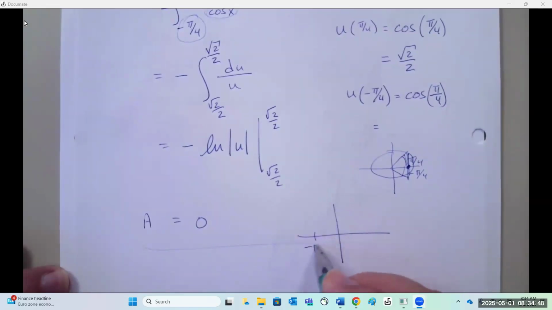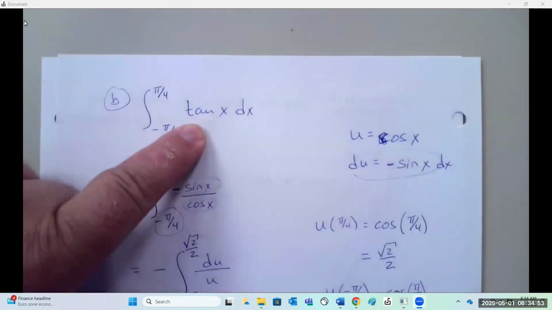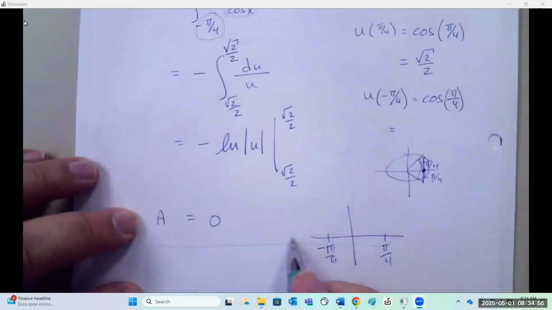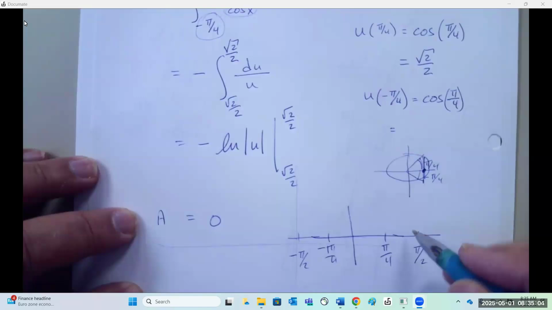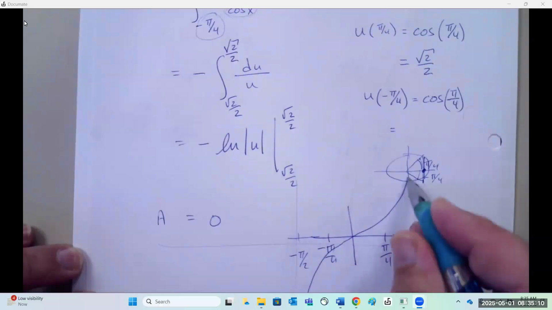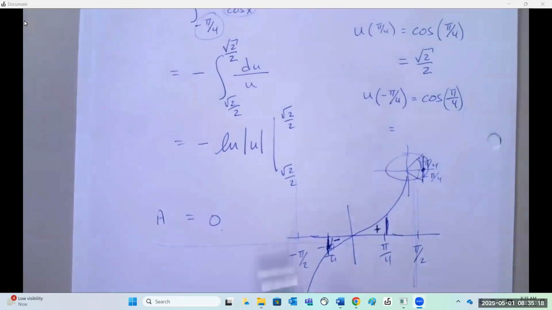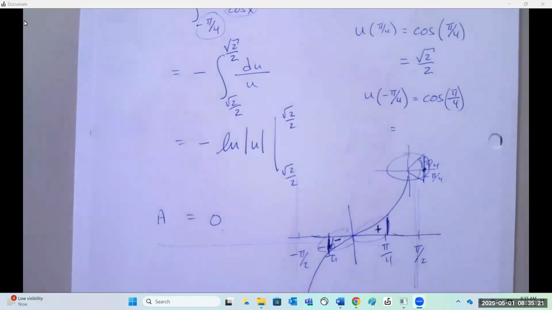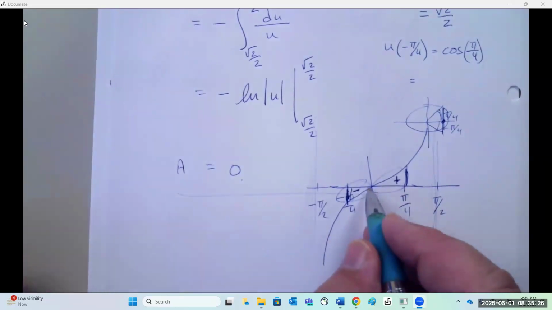If you have an area of 0 on a certain bound, because if you think about it, this is negative pi over 4, and this is positive pi over 4. The function is tangent. Function of tangent, these are the vertical asymptotes. So the area on this side is going to be negative, this side is going to be positive. So this tells us that these will cancel each other out. Well, once they're both same values, but different signs.